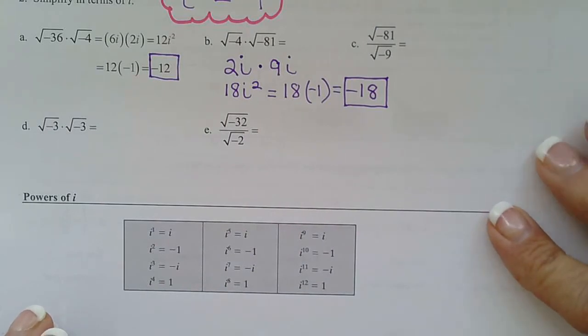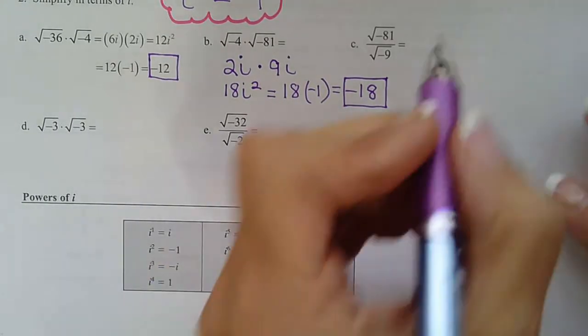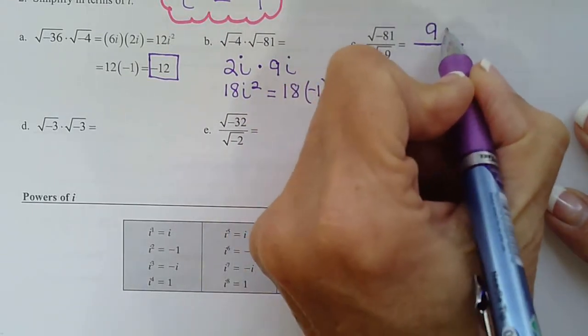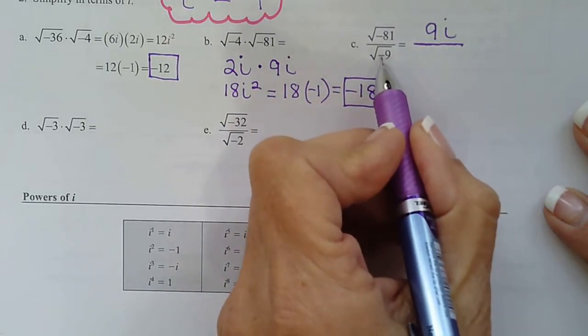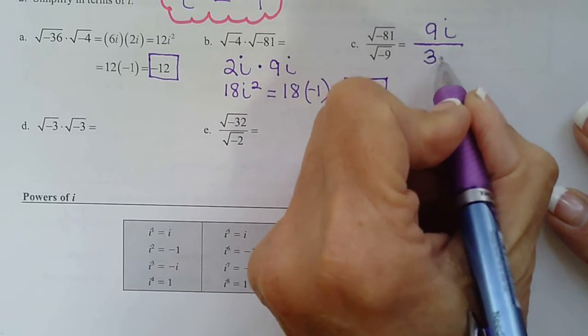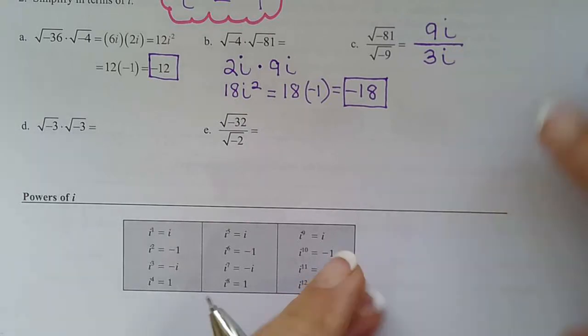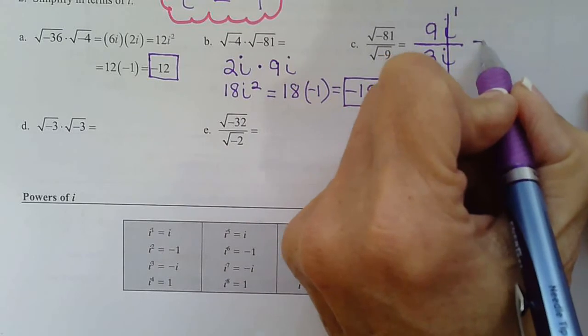Same rules go for multiplication, division, addition, subtraction. Remove the i's first, then do your multiplication or your addition or your subtraction. So on C, we have a division problem. So square root of negative 81 is 9i because of the negative. Square root of 9 is 3, and then we add the i because of the negative. And just like any other number or symbol, anything divided by itself is 1. So these i's become 1. And then 9 divided by 3 is just 3.